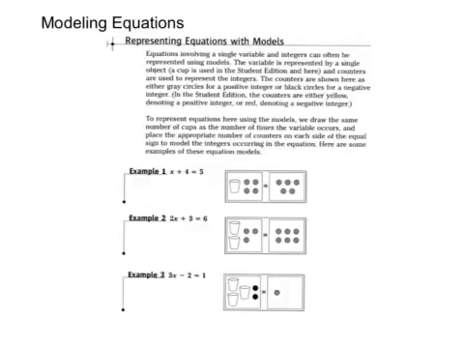To represent equations here using the models, we draw the same number of cups as the number of times the variable occurs, and place the appropriate numbers of counters on each side of the equation symbol to model the integers occurring in the equation. Here are some examples of these models. So let's take a look here. In example 1, all we're looking to do is to understand how this is set up.